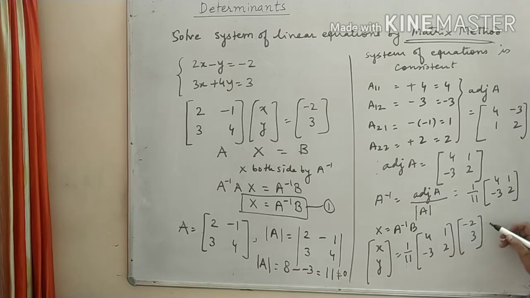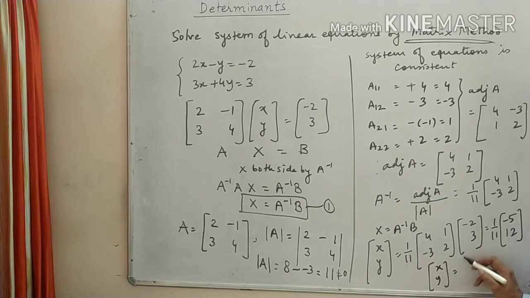How can we solve it? Look here. 1 upon 11 will be as it is, 4 into minus 2 is minus 8, and 1 into 3 is 3. So that calculation is minus 5. Similarly for the second row, minus 3 into minus 2 is 6, and 2 into 3 is 6. 6 and 6, we have 12. So look here, x and y we have minus 5 upon 11 and 12 upon 11. So here you can write the answer: x equal to minus 5 upon 11 and y equal to 12 upon 11. Hope you understand this solution.